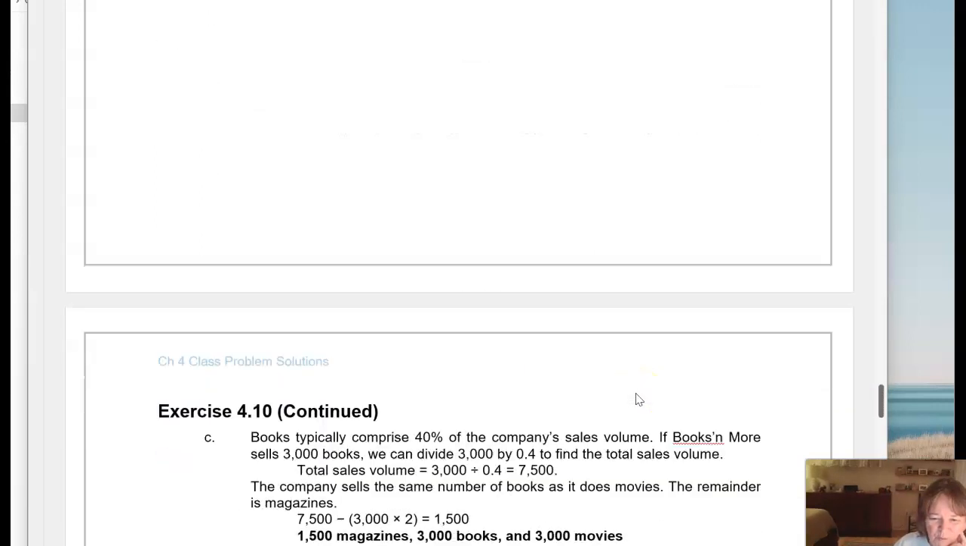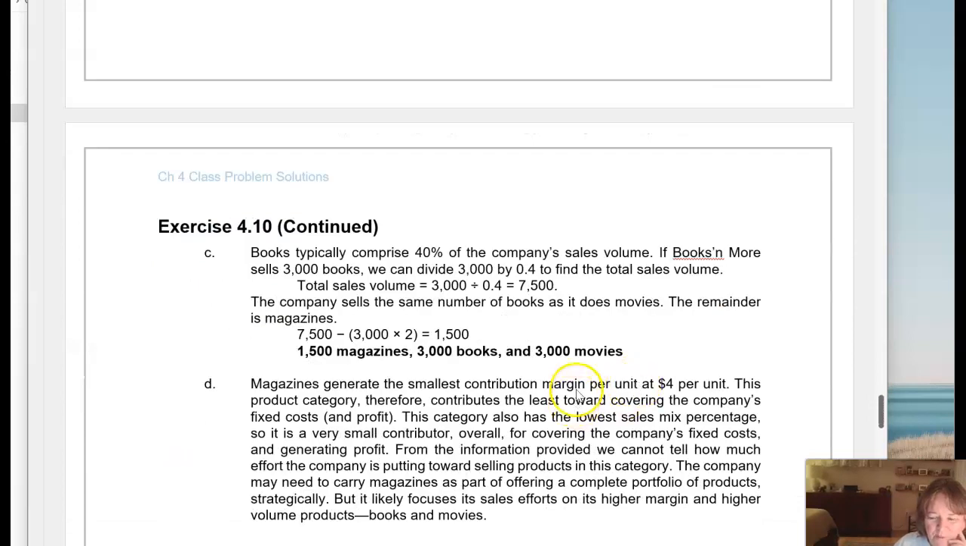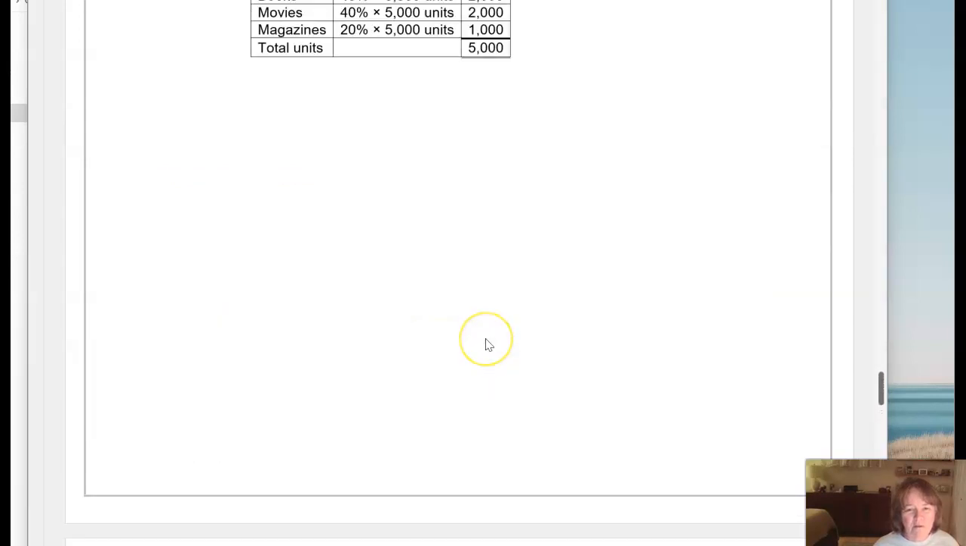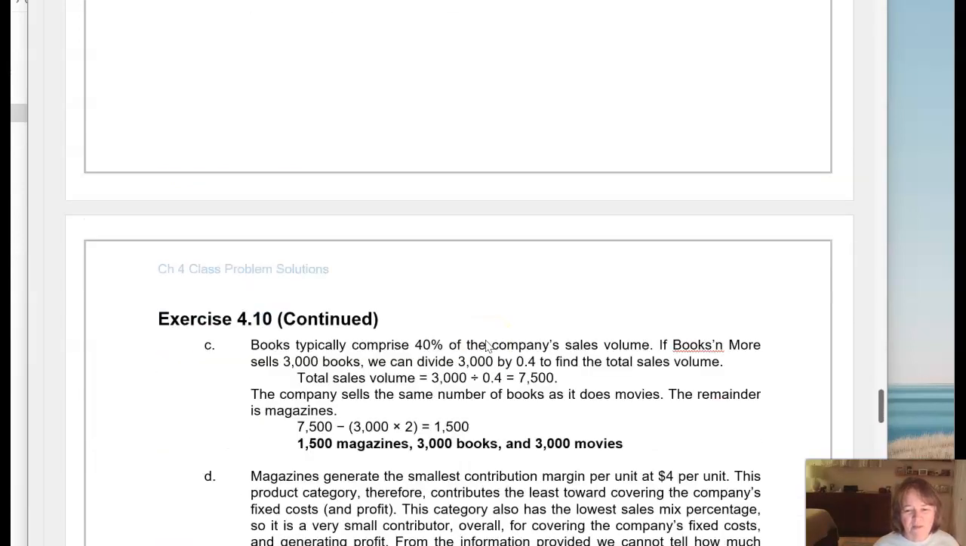What else do we have? I think there's one more piece to this. Yeah, this is kind of a tricky part here. Normally, books comprise 40%. The last thing was what happens if books are 3,000. If Books and More sells 3,000 books, you can divide the 3,000 by 0.4 to get the total sales volume. The other thing you could do is I would have 3,000 books, 3,000 movies, and then 20% of that, 1,500 magazines. So the total sales volume would be 7,500. That's if it sells the same number of books as movies.